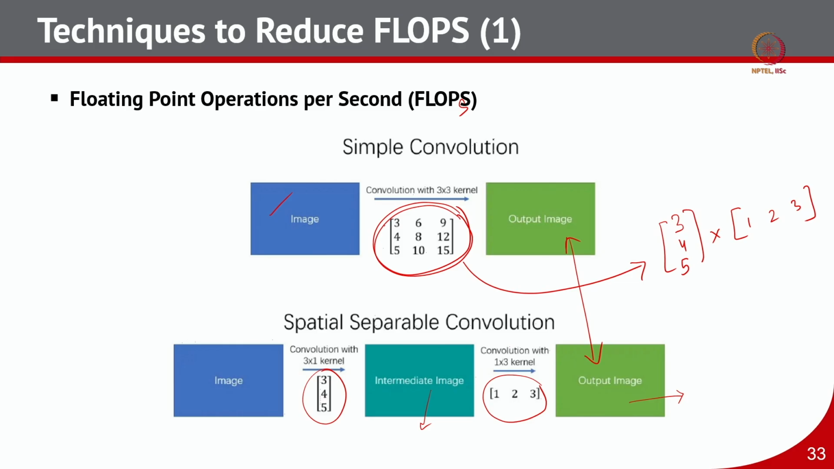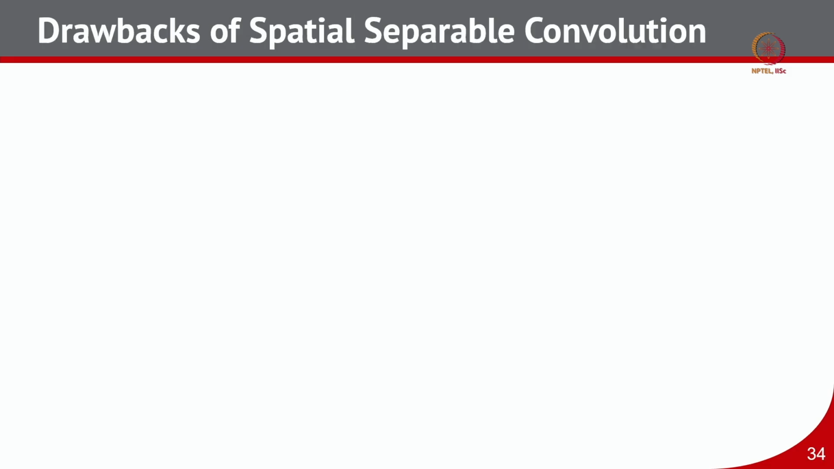Since we have performed this spatially separable convolution, the number of computations will be lesser. You can do this exercise on your own; I will not explain it in detail. But the bottom line is that if we perform this spatially separable convolution, the number of multiply and accumulate operations will be less, which is a big advantage in terms of computation.